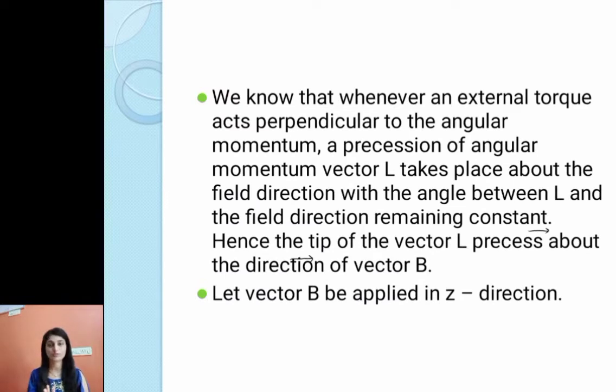Now, we know that whenever an external torque acts perpendicular to the angular momentum, a precession of the angular momentum vector L takes place about the field direction, with the angle between L and the field direction remaining constant. So, there is a precession of angular momentum vector L, as we discussed in the last lecture also. Hence, the tip of the vector L will precess about the direction of vector B, because B we are going to take along the Z direction. Suppose this is vector B along the Z direction, and there is a vector L, so it will precess about this B.